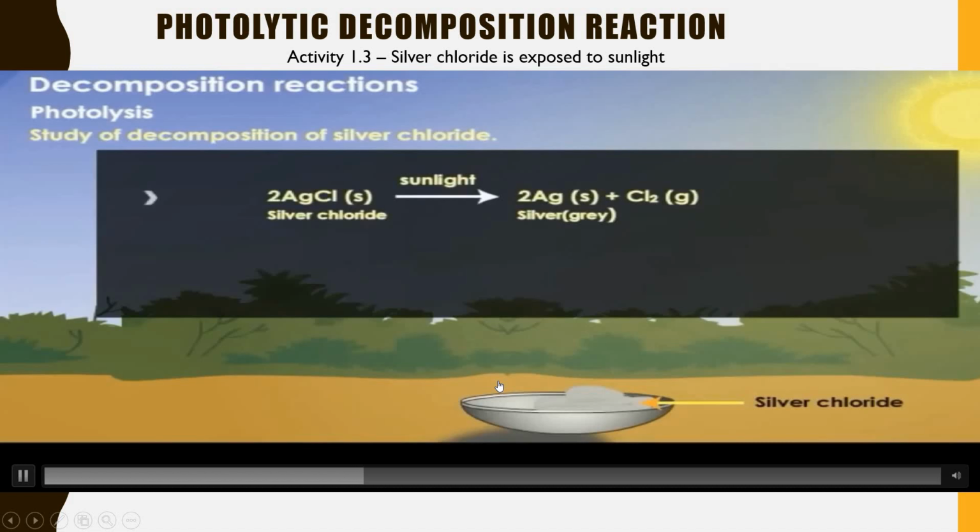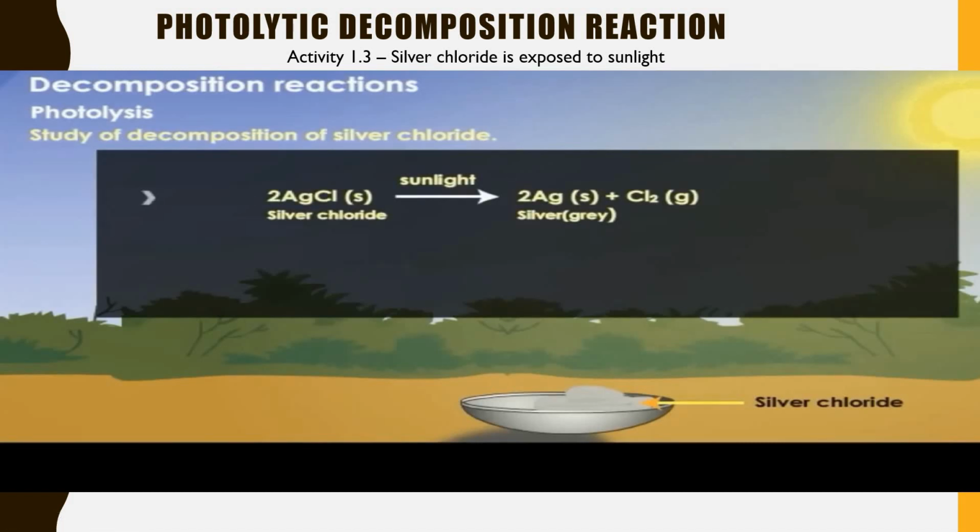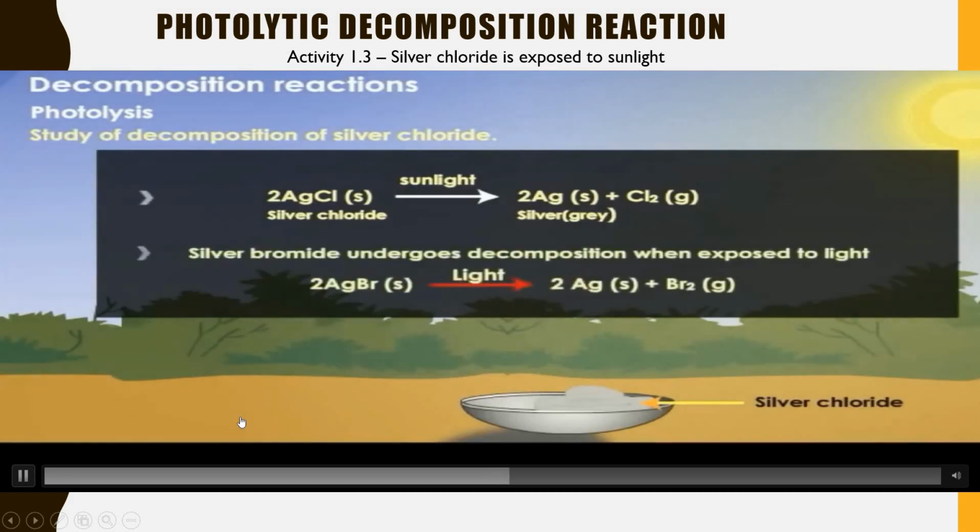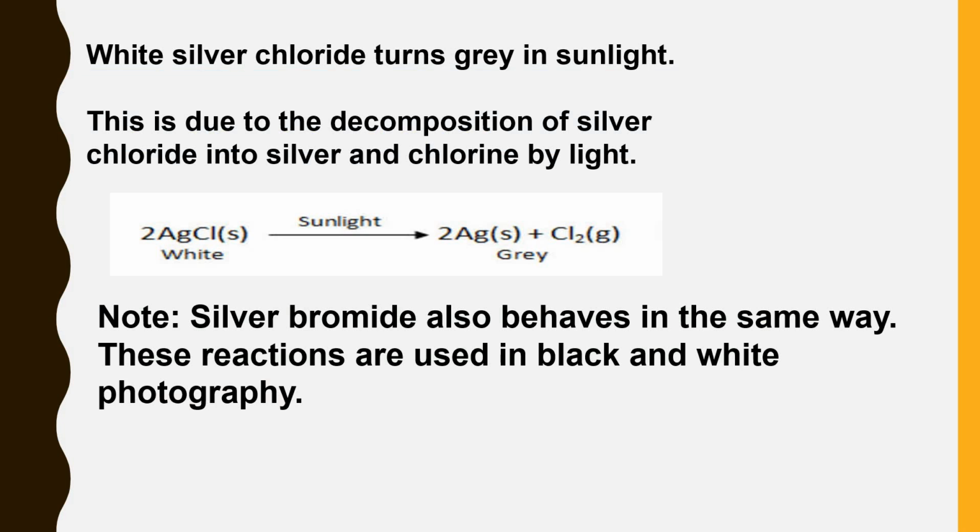So the reaction is: silver chloride, a white colored compound, decomposes into grey colored silver and chlorine gas. Similarly, you can see the same reaction for silver bromide, which is a yellow colored compound that breaks down into grey silver and bromine gas. These reactions are used in black and white photography. So such reactions are known as photolytic decomposition.